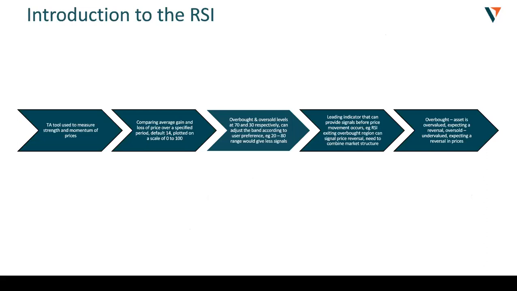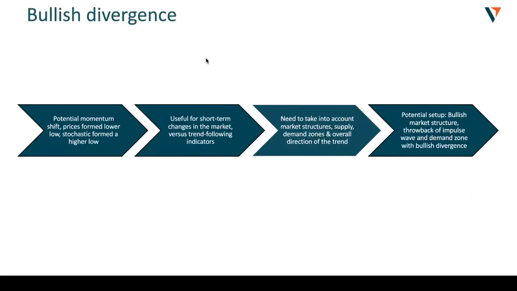So let's take a look at the next slide. For the next slide, essentially we will be covering bullish and bearish divergence. So for bullish and bearish divergence, let me just remove this. In general, what is a bullish divergence? Bullish divergence just means that you have a potential momentum shift.